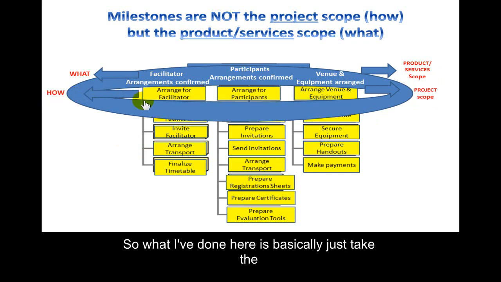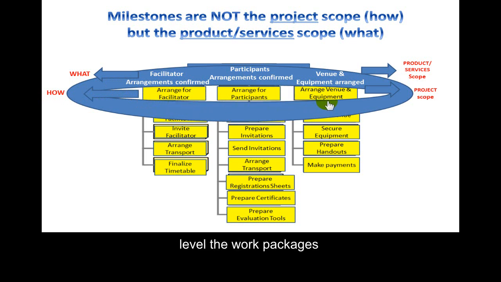So what I've done here is basically just take the statements, probably you would call this level the work packages in this case, and I've turned them into the products or services that will be produced. So you have arrange for facilitators. That would be facilitator arrangements confirmed. Arrange for participants. The final product or service would be participant arrangements confirmed. And then arranging venue and equipment, that would be venue and equipment arranged.